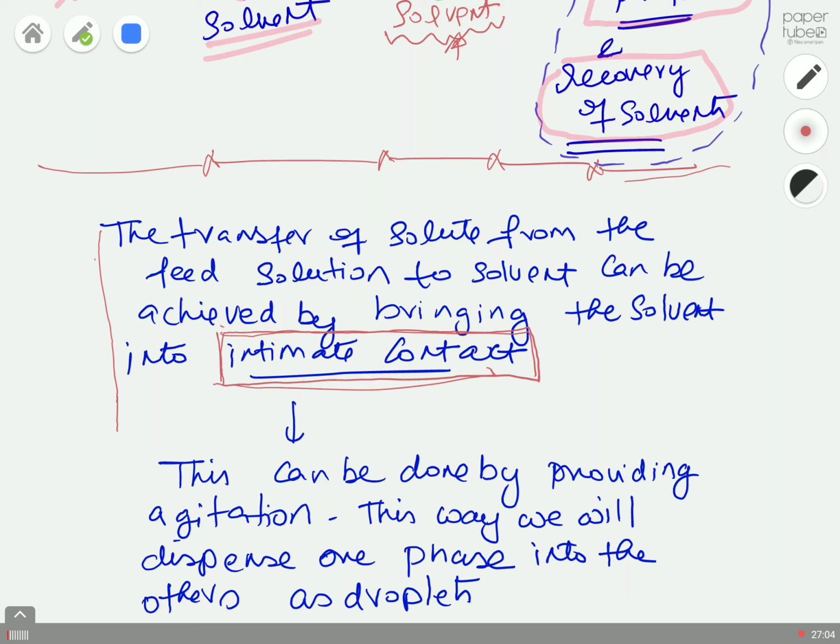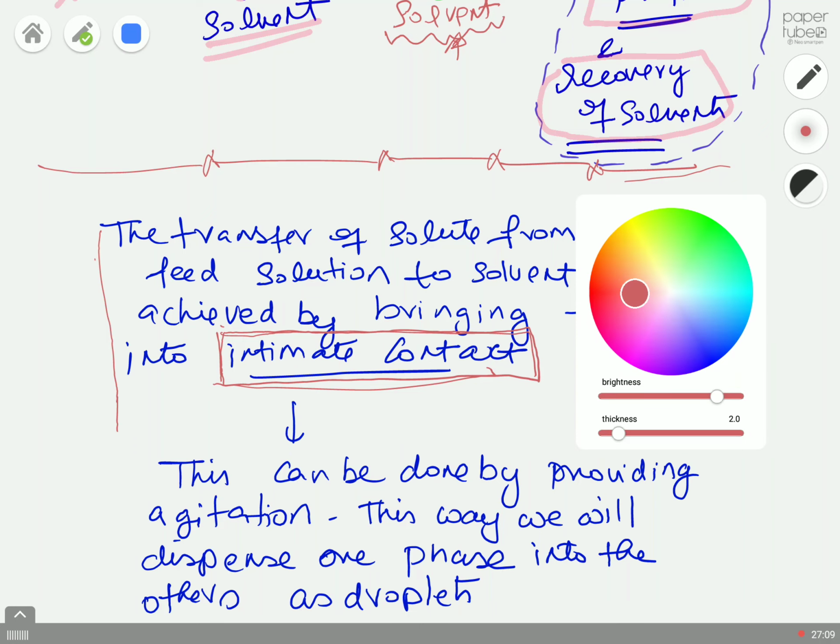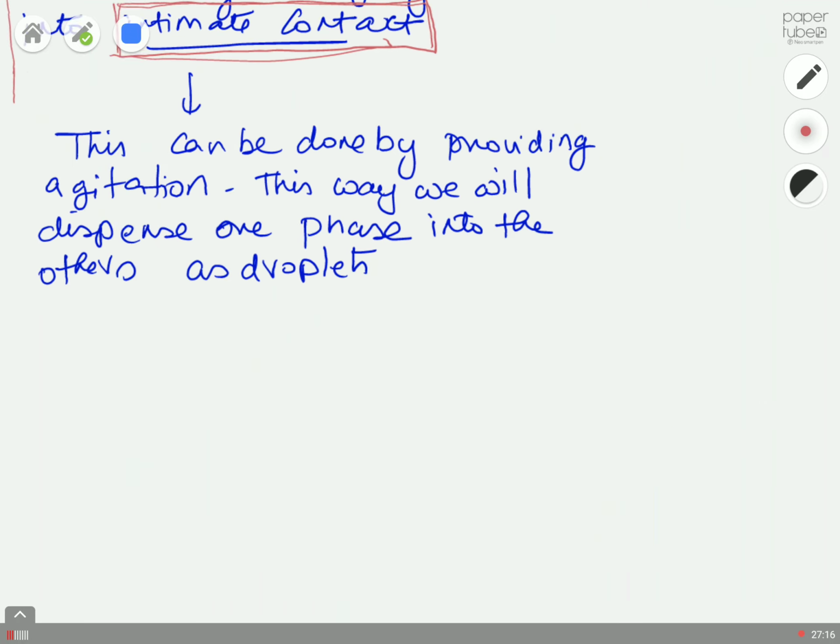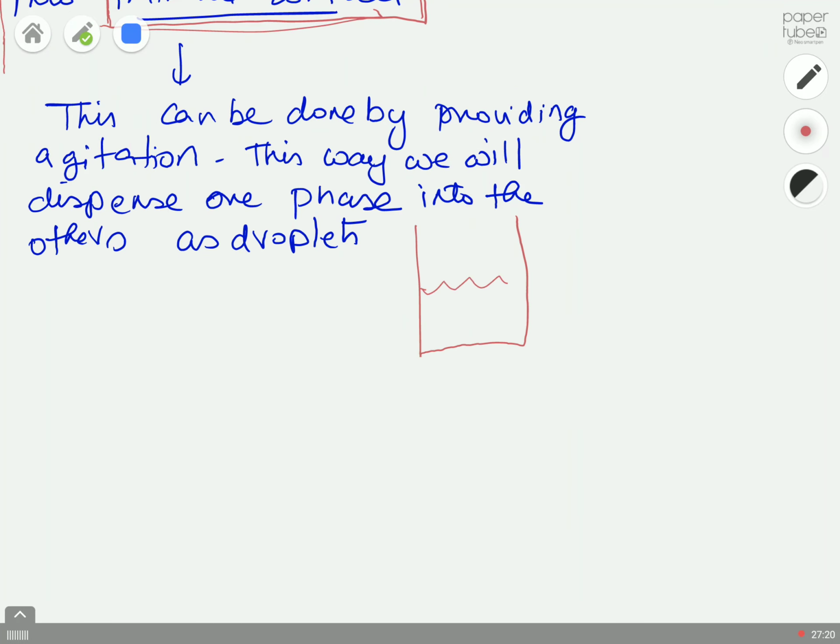So intimate contact is like this: if you look at the starting setup, you have your feed mixture and then you have a solvent. There is only one boundary here. If there is some mass transfer to happen, it has to go through this boundary from here to here. If you have only one small boundary, only a little mass will go from this side to that side.